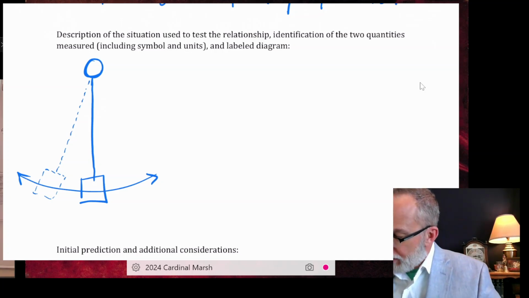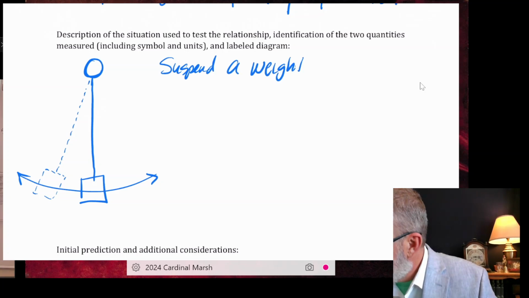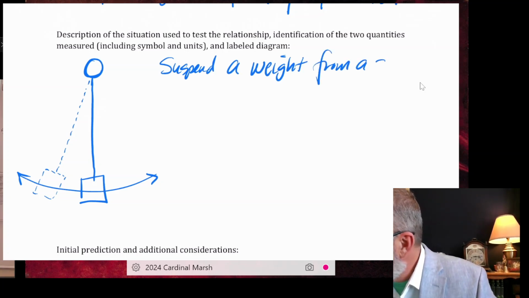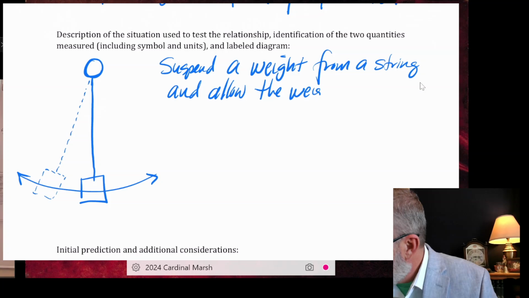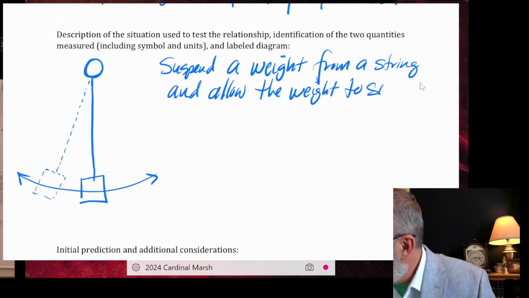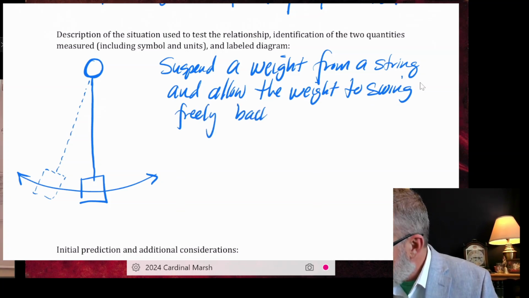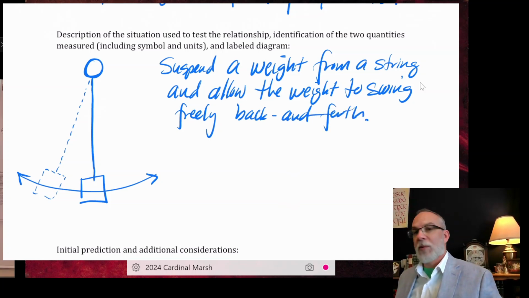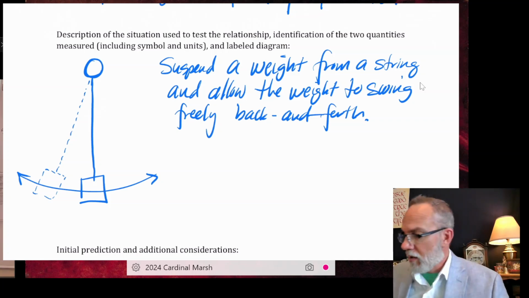Now, description of the situation. We are going to suspend a weight from a string and allow the weight to swing freely back and forth. I apologize very much for my very sloppy and not very beautiful handwriting, but I'm in a hurry. We're going to have to make this fast.